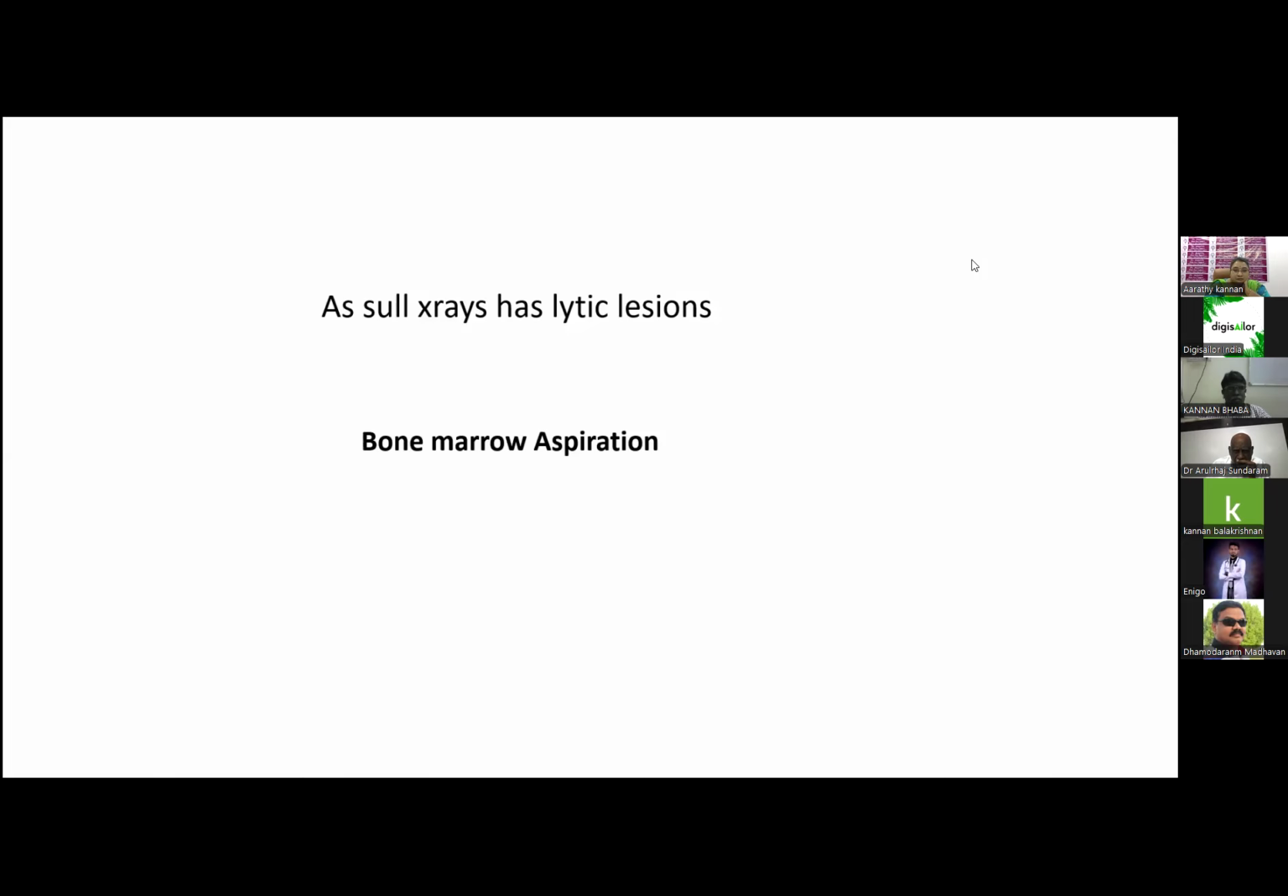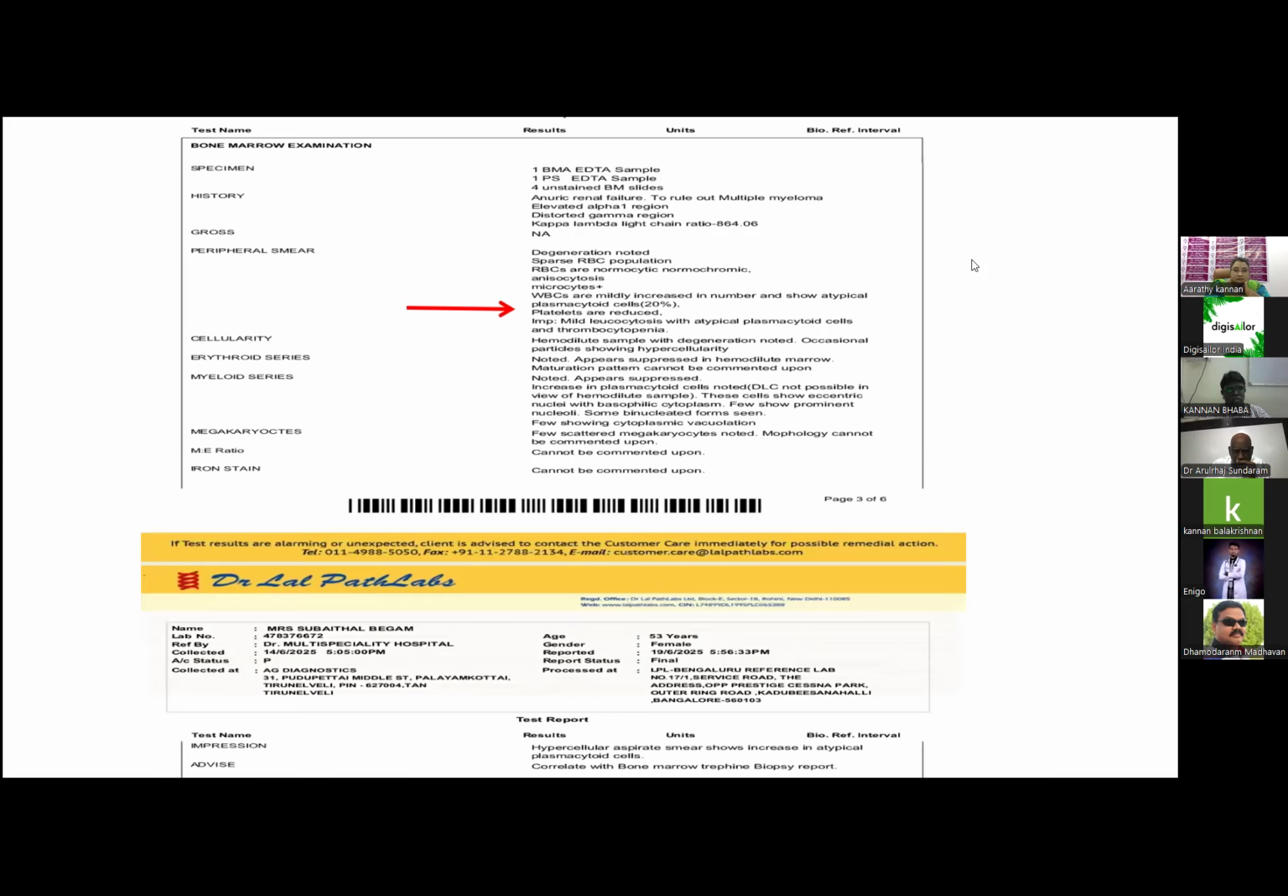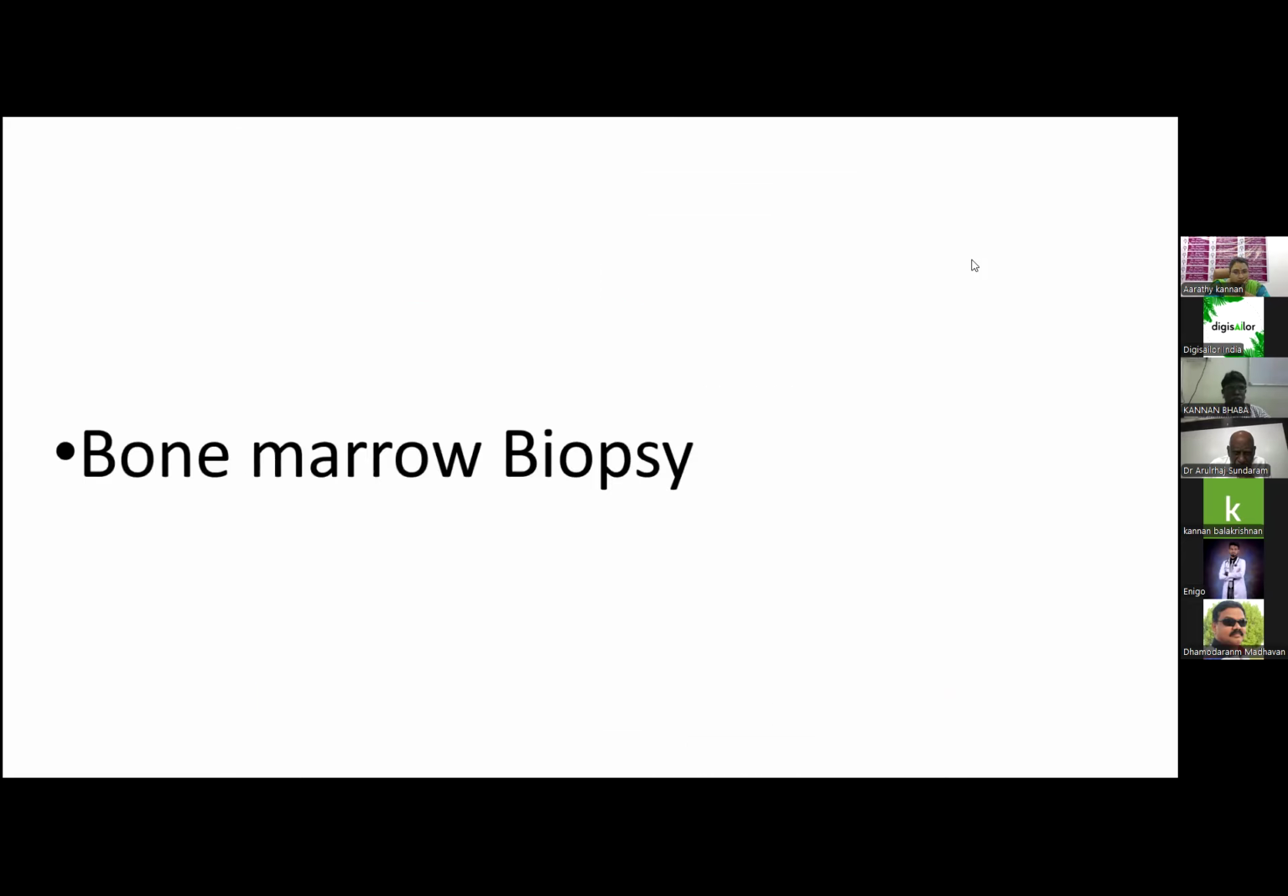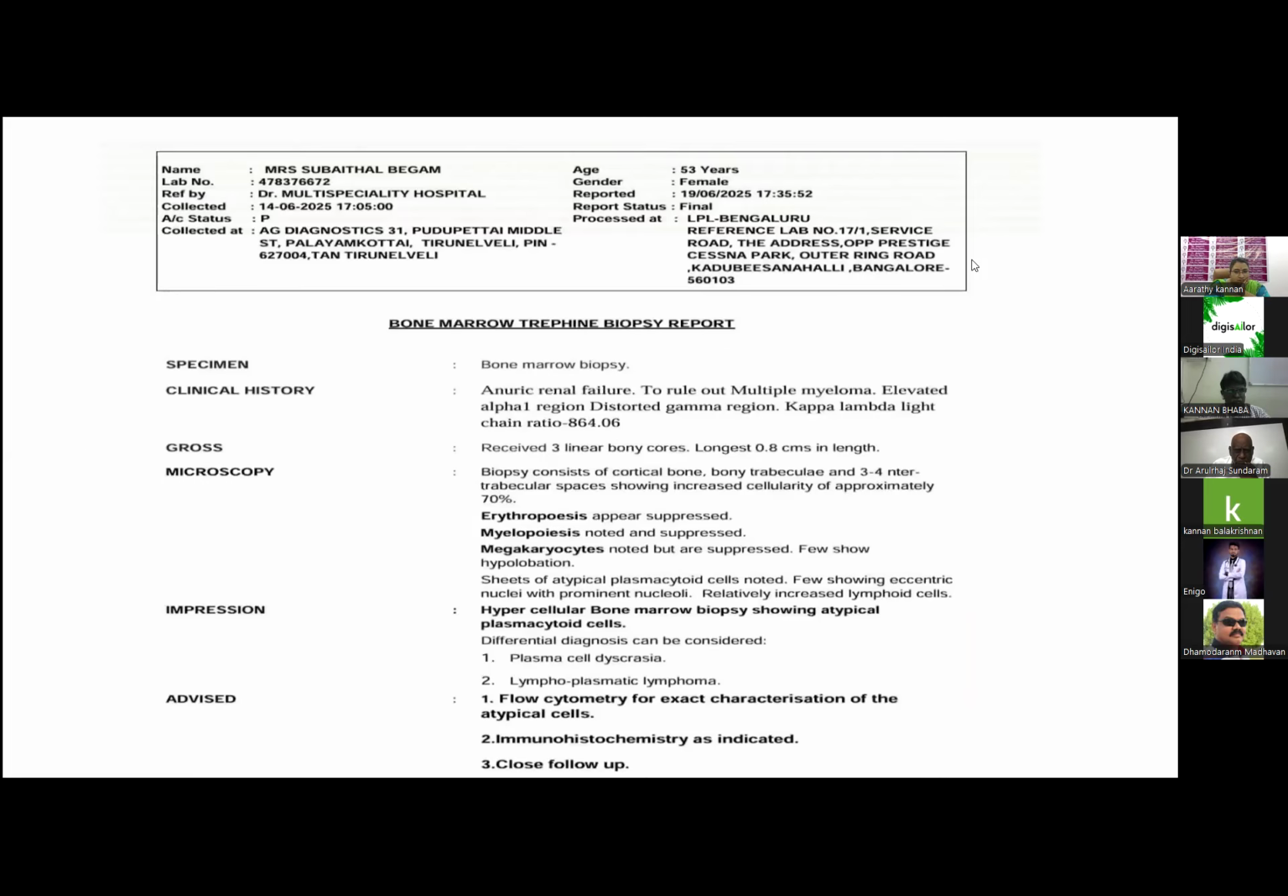So we did a bone marrow aspiration. The bone marrow aspiration shows plasmacytoid cells present at around 20% in the bone marrow. We proceeded with the bone marrow biopsy. It shows a hypercellular bone marrow with atypical plasmacytoid cells, and the differential diagnosis can be either plasma cell dyscrasia or lymphoplasmacytic lymphoma.